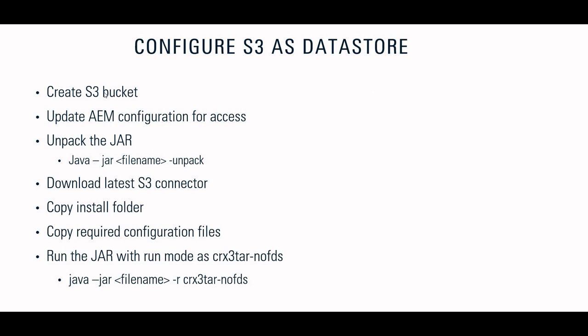I will explain. There are a few steps that we have to follow. We are going to create a new S3 bucket in the Amazon Web Services (AWS) environment. Then we will update a few of the AEM configurations. We will unpack the jar, download the S3 connector, and copy-paste some of the configurations from the S3 connector to AEM. Then a few configuration changes again, and then we will run the jar. Okay, so let's start.